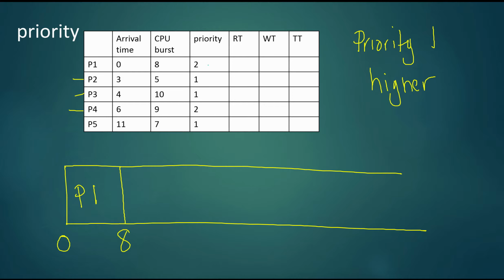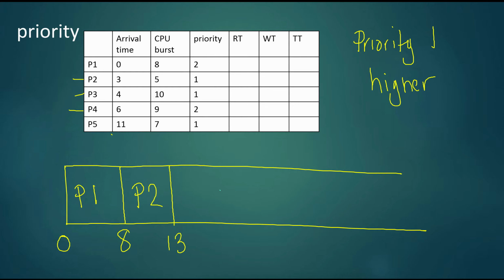Well, P2 and P3 both have priority 1. However, if you have more than one with the same priority, then the tie is broken by first come, first serve. So the next to go would be P2, since it arrived before P3. And so P2 has a CPU burst of 5. We'll go until time 13.